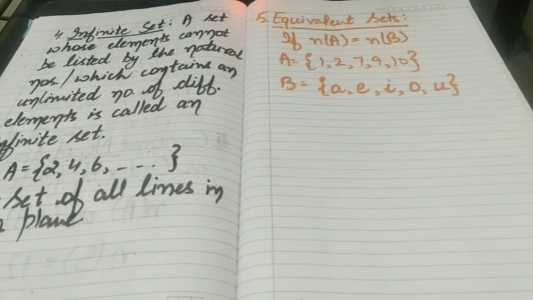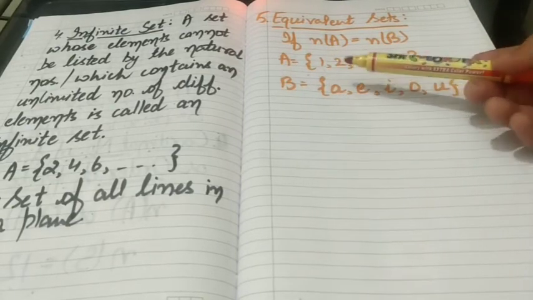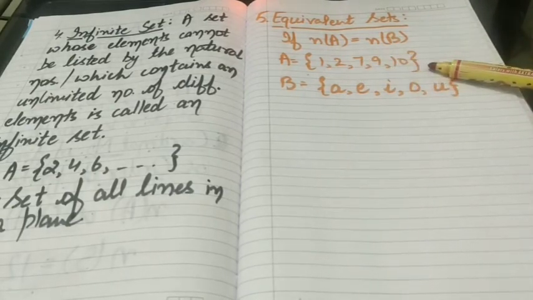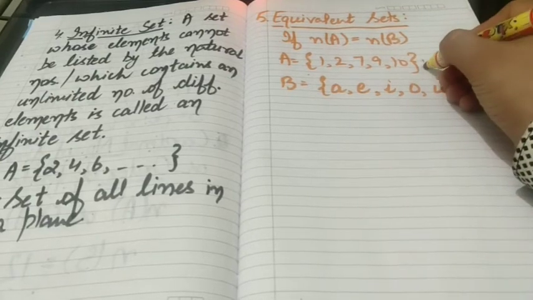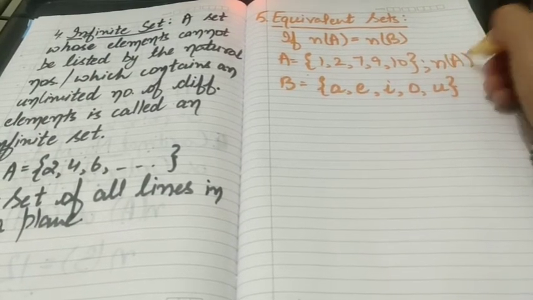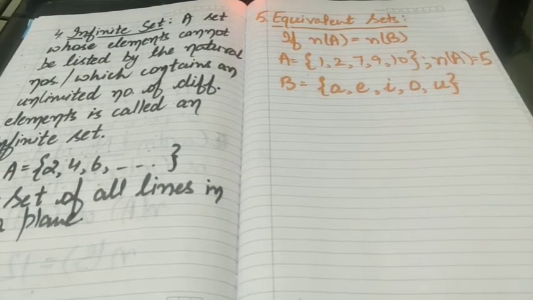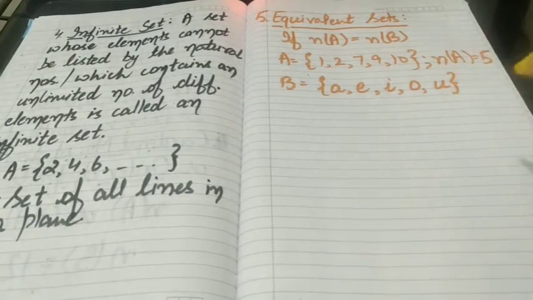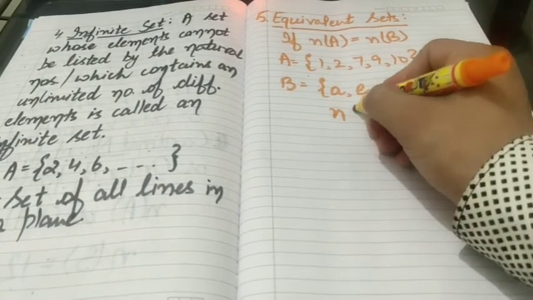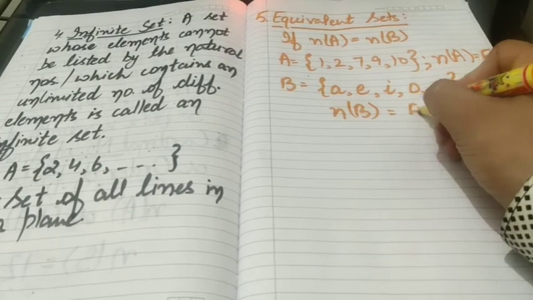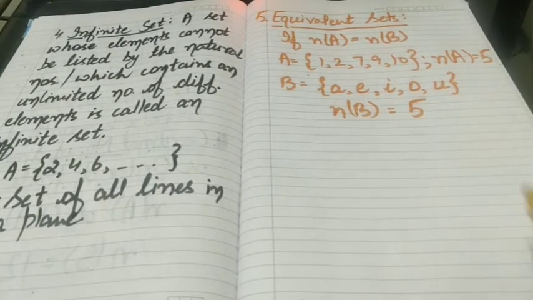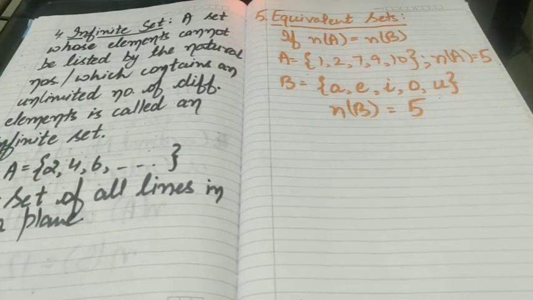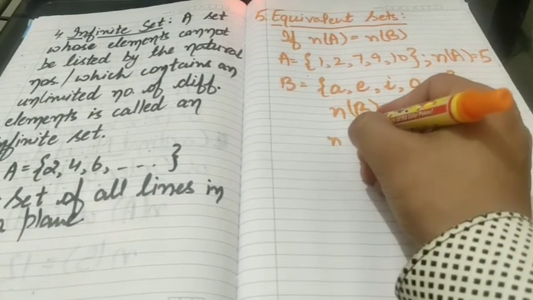For example, if we have set A with the elements 1, 2, 7, 9, 10, as we can see that the order of set A is 5. In the same way, we have set B with the elements A, E, I, O, U, and the cardinal number of set B is also 5. Since both set A and set B have order 5, means the cardinal number of set A is 5 and that of set B is also 5. That's why A and B are equivalent sets.